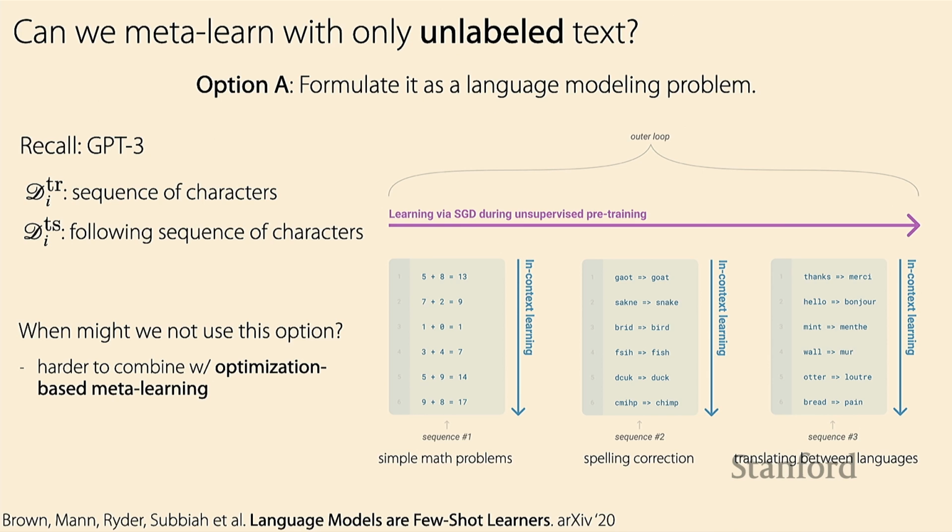But we might not want to use this option in all cases. For example, it may be harder to combine with optimization-based meta-learning. And it's also not necessarily the best suited for simple binary classification tasks.